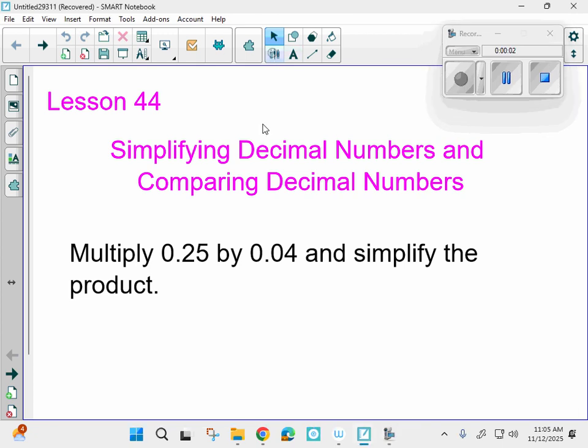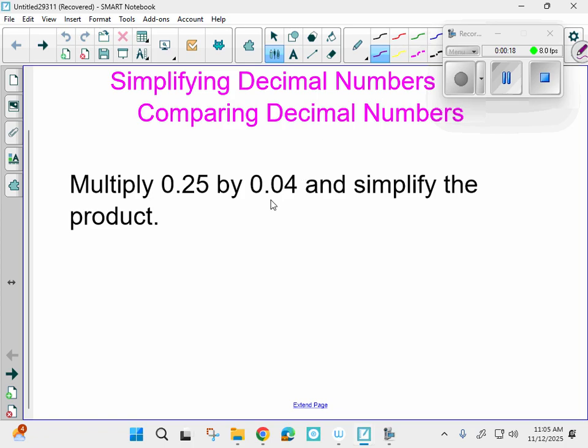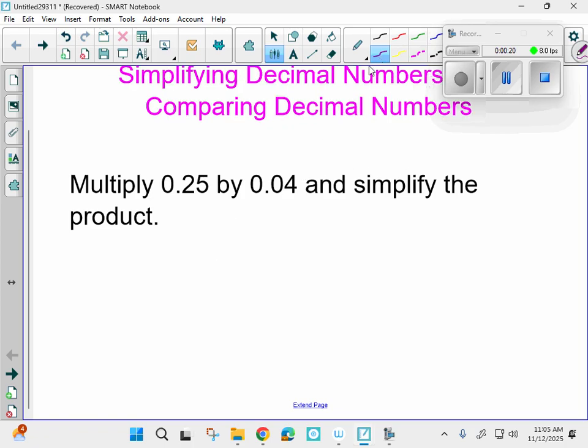All right, simplifying decimals and comparing decimals. So we'll start with multiply 0.25 by 0.04 and simplify the product. Product is the answer to a multiplication problem. All right, so I'm going to multiply these together. You do not have to line up decimals, but they kind of just line up on this one, right? So make sure you multiply.